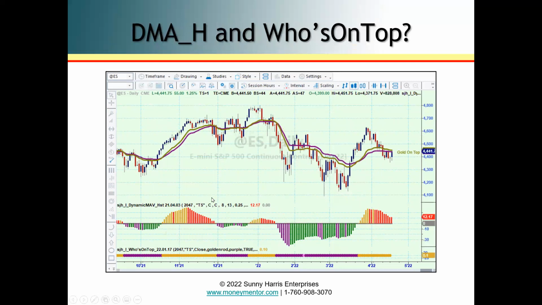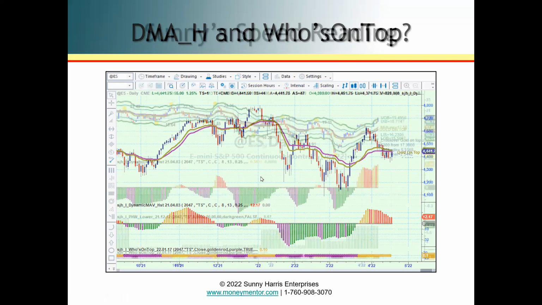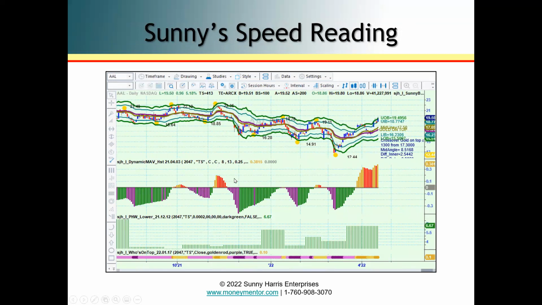So here it is put together: dynamic moving average, histogram, and who's on top. And we're going to get a little more complicated, so hang on. This is my speed reading way of living. So we've got sunny bands, which are the two bands that surround the dynamic moving average. That's what I call those. The dynamic histogram, moving average histogram, and this little one, oh, I didn't tell you about this.